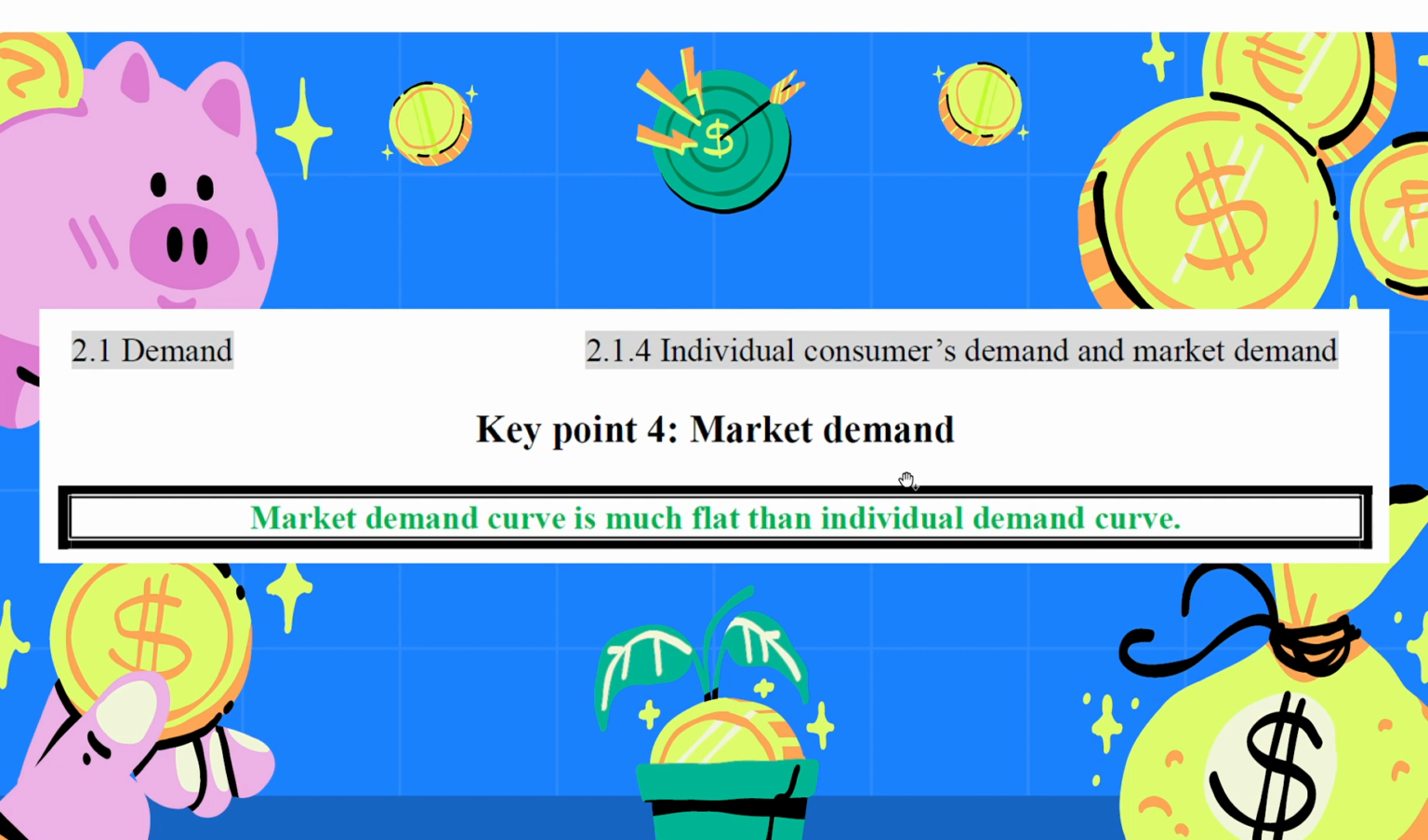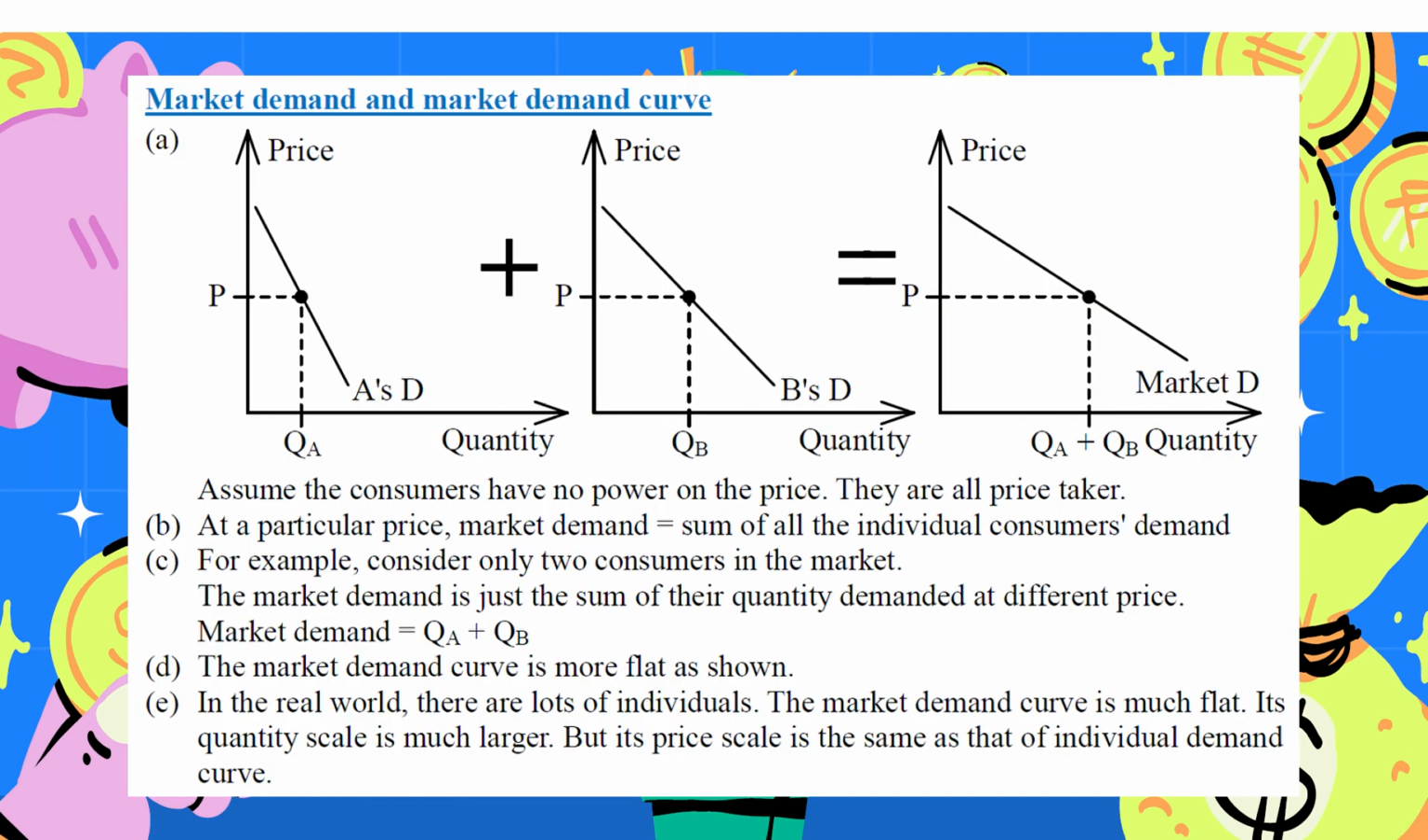Market demand. In the real world, it is not just one person; maybe there are lots of people. What is the market demand if lots of people purchase the same good? The concept is that the market demand curve is much flatter than the individual demand curve. Why? We illustrate with two people. For example, in the market there are just two people, A and B. A and B purchase the same good but have different demands. B has a high demand for it, and A has less demand for it.